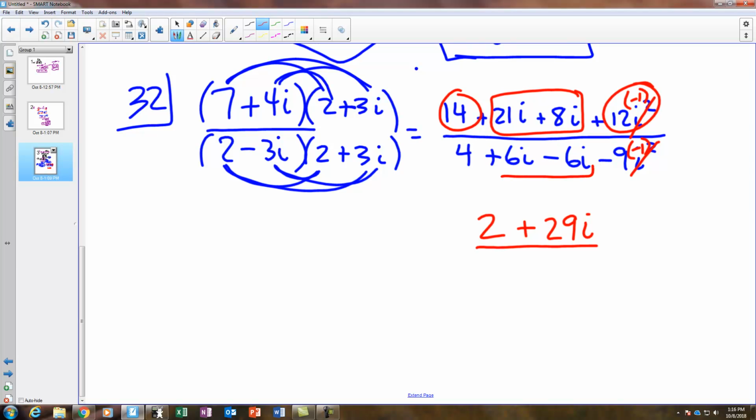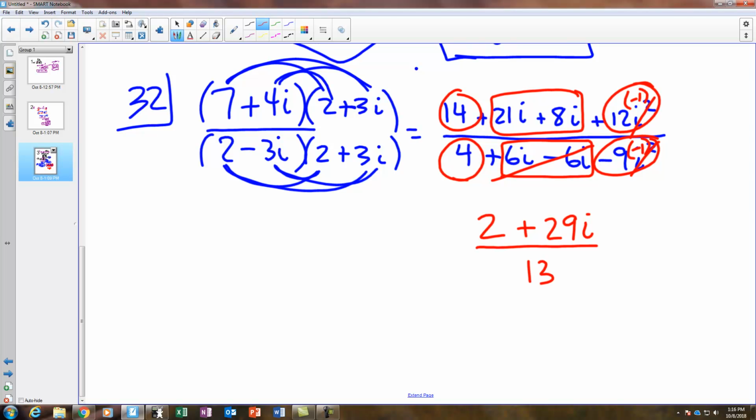You'll notice that 6i and minus 6i cancel. And because the negative 9 over there had an i squared and that became negative 1, there are no i's left in the bottom. I have 4. And this right here is really a plus 9 because a negative 1 times negative 9 is 9. That makes it over 13.